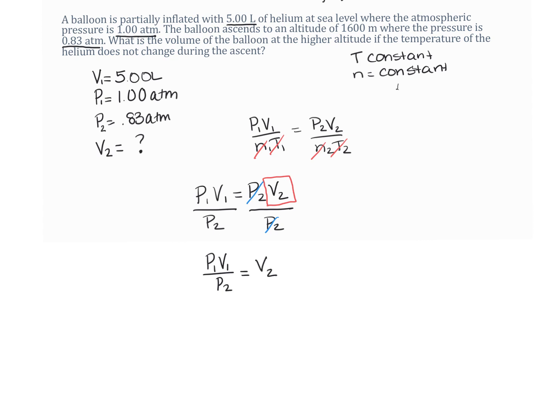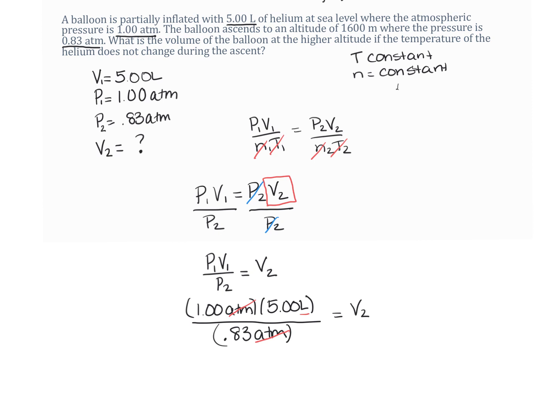Okay. And we just plug and chug. We're just going to plug in the numbers where they go. We have 1 atm times 5 liters divided by 0.83 atm, right? And that should equal our V2. Now, we've got a great double check. Our pressure units should cancel. We should be left with units of volume, which is liters.